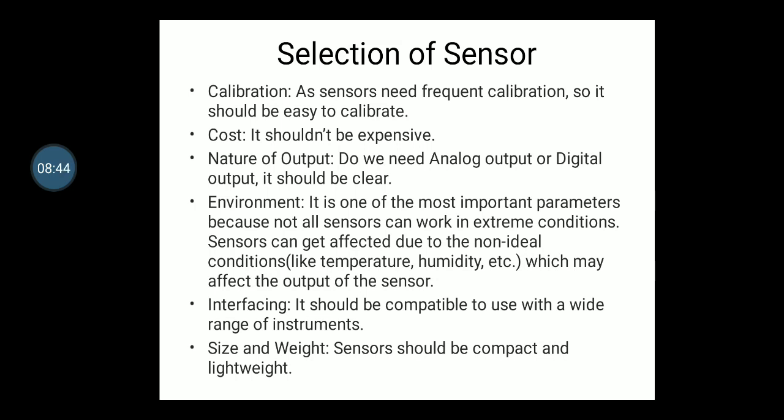Size and weight are also very important. Whether you have a large space determines the proper size of the sensor so that it can be placed in that particular area. And weight is especially important in the automobile industry, because we cannot increase the weight of the vehicle. So you should consider all these things while selecting a sensor. These are the different criteria you should take care of while selecting a sensor.